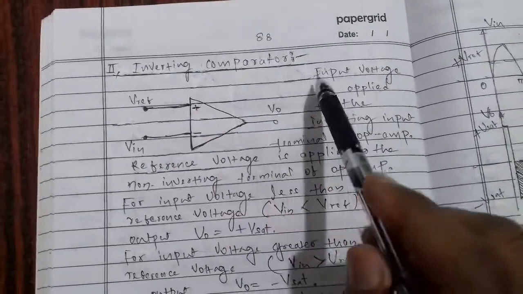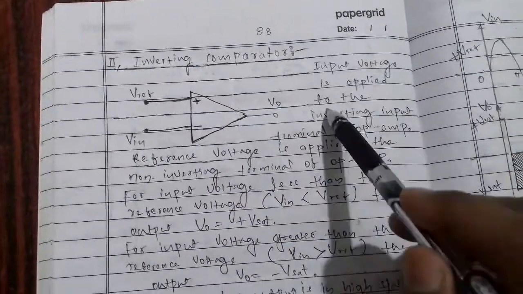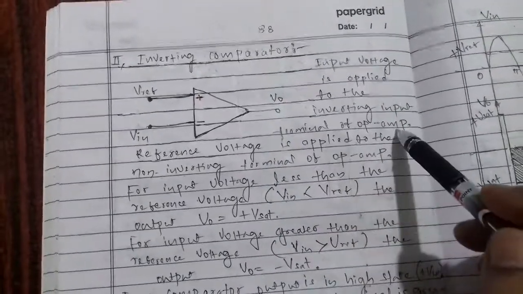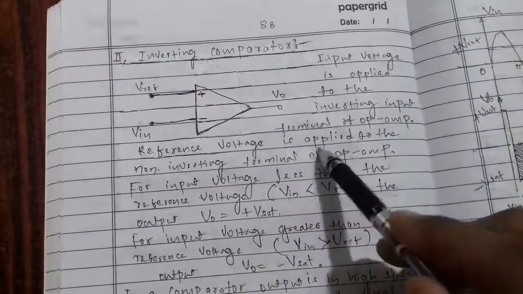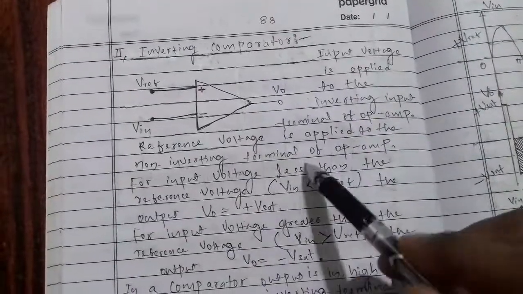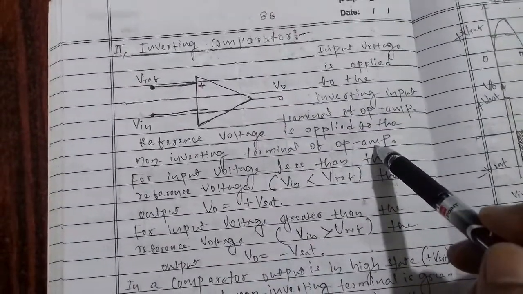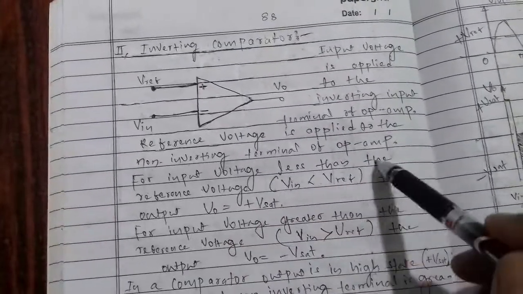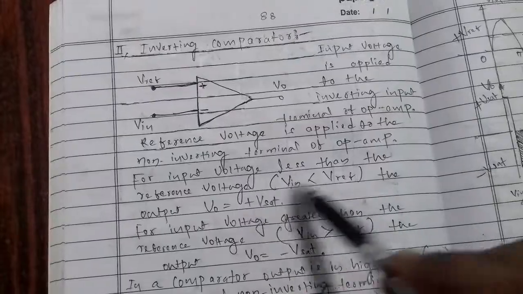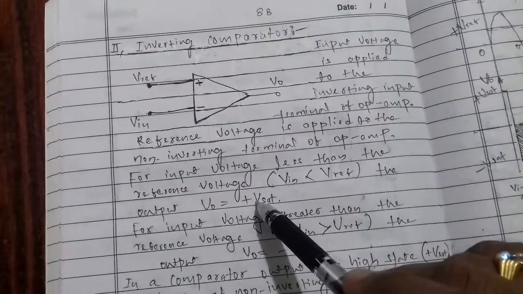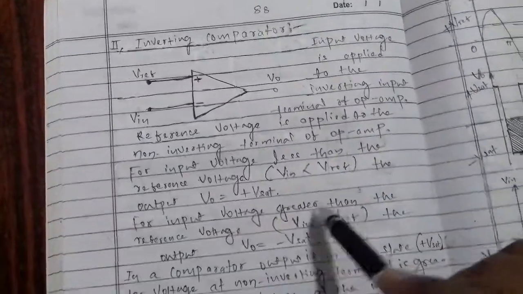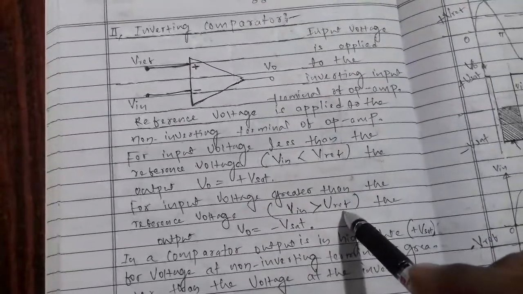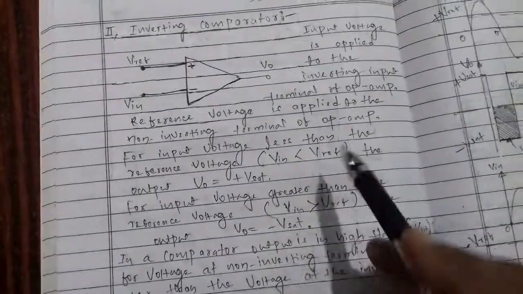Inverting comparators: the input voltage is applied to the inverting input terminal of the op-amp. Reference voltage is applied to the non-inverting terminal of the op-amp. For input voltage less than the reference voltage, the output is at plus V saturation. For input voltage greater than the reference voltage, the output is at minus V saturation.